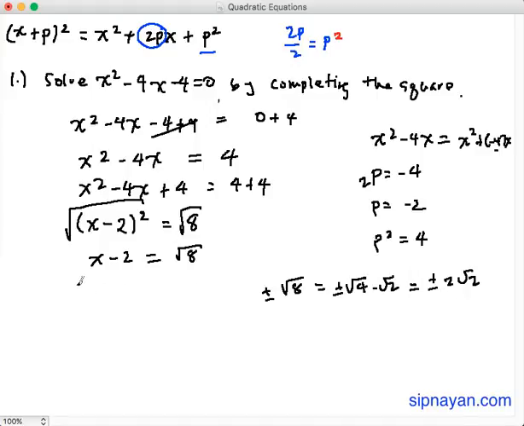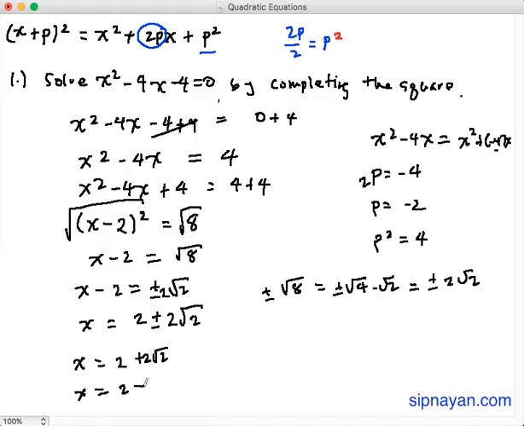So, pwede natin isulat yung x minus 2 equals square root of 8 as positive or negative 2 square root of 2. No? And we can just add 2 to both sides. We have x equals 2 plus or minus 2 square root of 2. So, dalawa yung roots natin, yung isang plus at isang minus, no? So, ang x natin ay could be 2 plus 2 square root of 2, and another one is x equals 2 minus 2 square root of 2. So, ito yung mga roots natin.